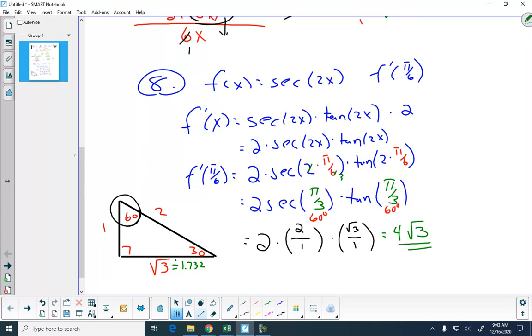All that trigonometry that you thought you'd never have to use again, well, it rears its ugly head again. And we go back to using it.